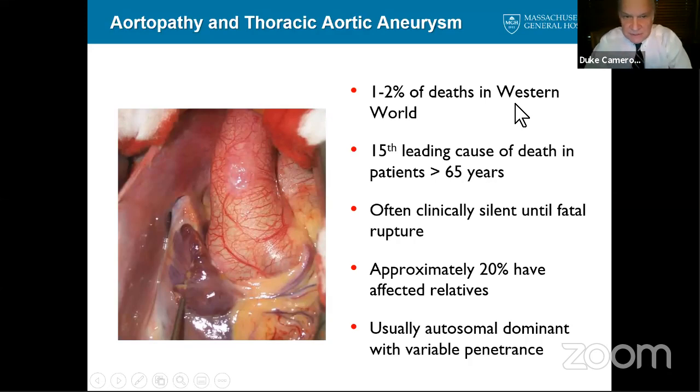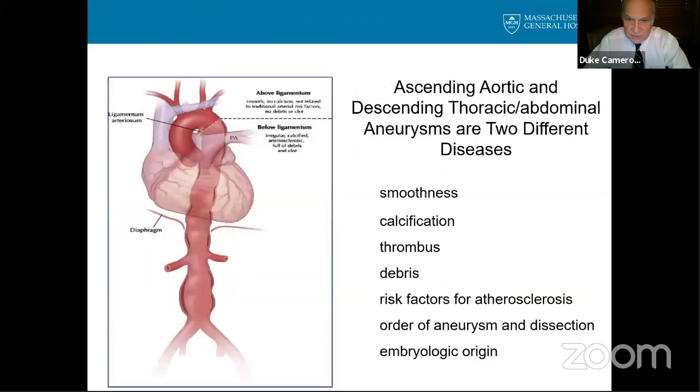So aortopathies and the aneurysms that result from them account for about 1 or 2% of deaths in the Western world. It's the 15th leading cause of death in patients over 65. And in a nod to Osler's comment about its unpredictability, these are often clinically silent until a fatal rupture occurs. About 20% of patients have an affected relative, and often they're hereditary, and they are usually transmitted as an autosomal dominant. I want to point out an interesting observation that was made some years ago, that ascending aortic disease and descending thoracic aortic disease are two very different entities.